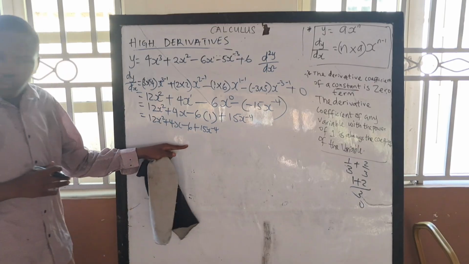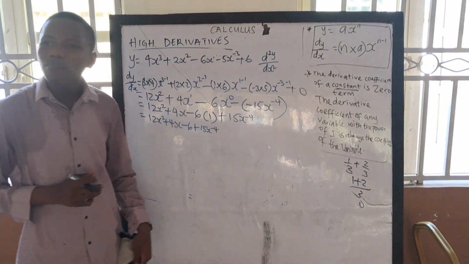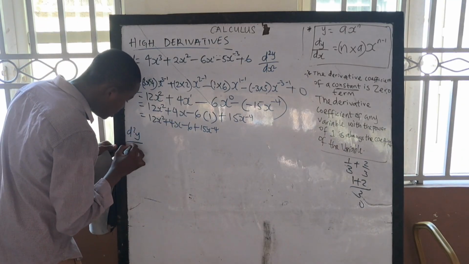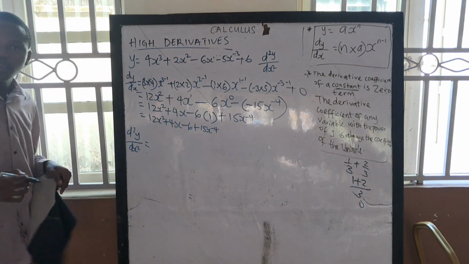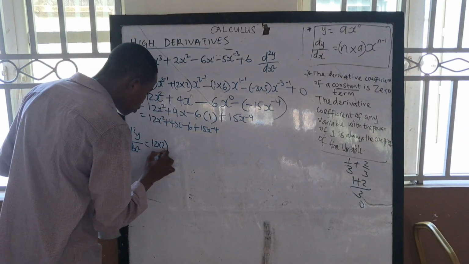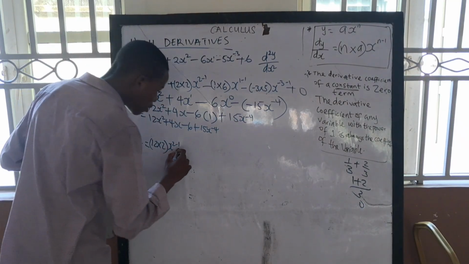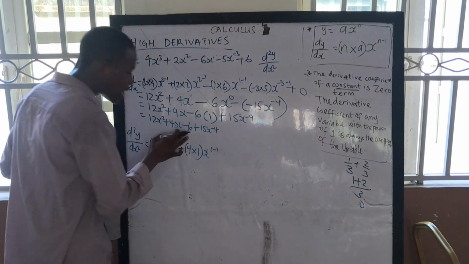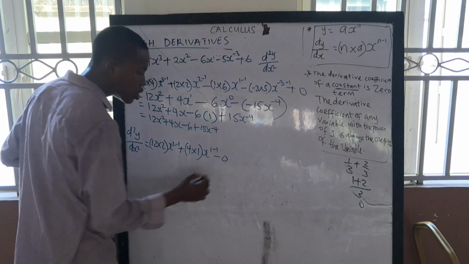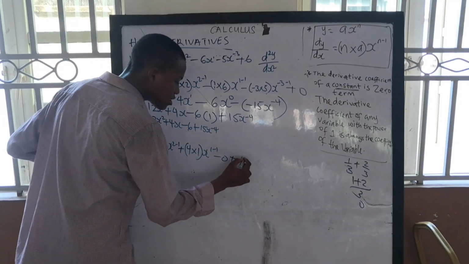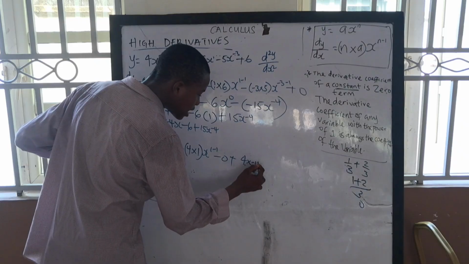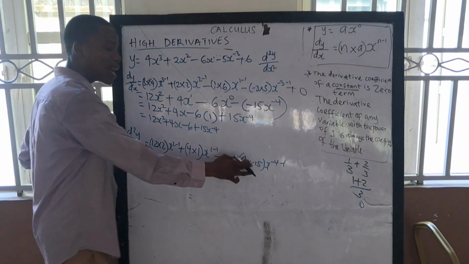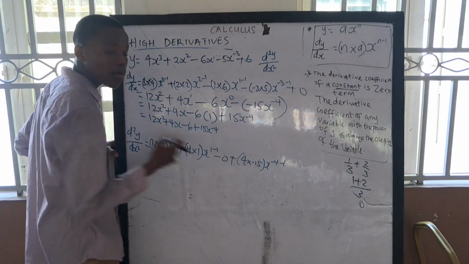Now, I'm not stopping here. I'm getting the d2y dx squared. That means I'll differentiate it again for the second time. That's the d2y dx squared. So differentiating this again, I'm having 12 times 2, x to the power 2 minus 1, plus 4 times 1, x to the power 1 minus 1. If I differentiate the constant term, it is 0. Minus 0, plus 4 times minus 15, right? x to the power minus 4 minus 1. If I don't put the minus 15 here, I'll bring it outside here. It's still the same thing.